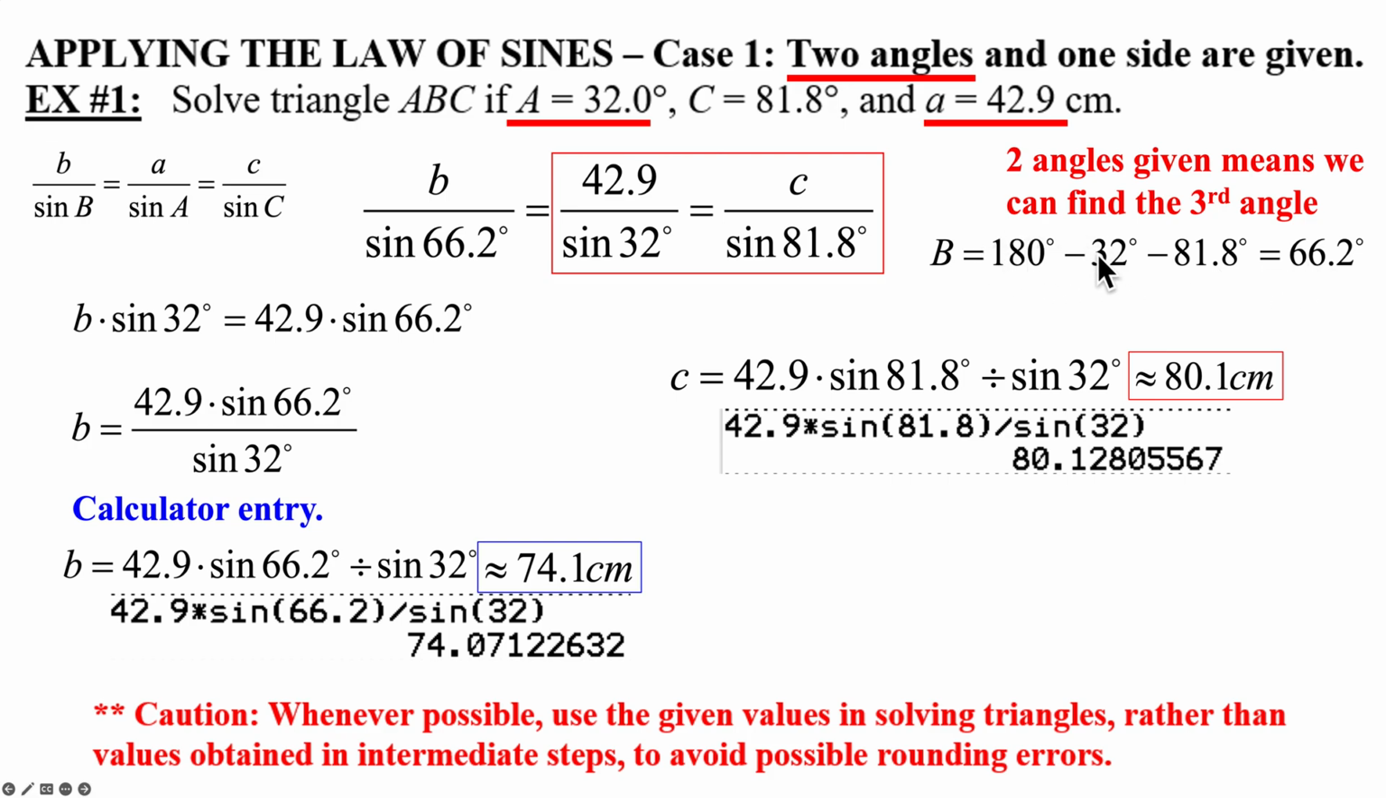180 minus given information gives me more given information. All these angles are good. The sides are going to be rounded, so always use the given side in your proportions.